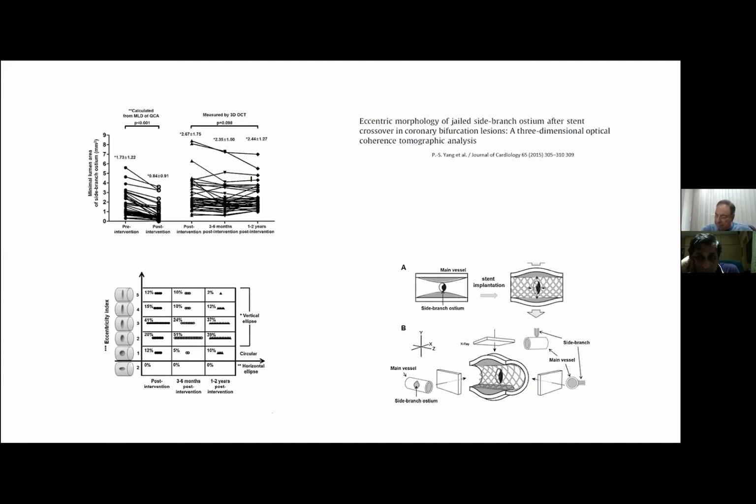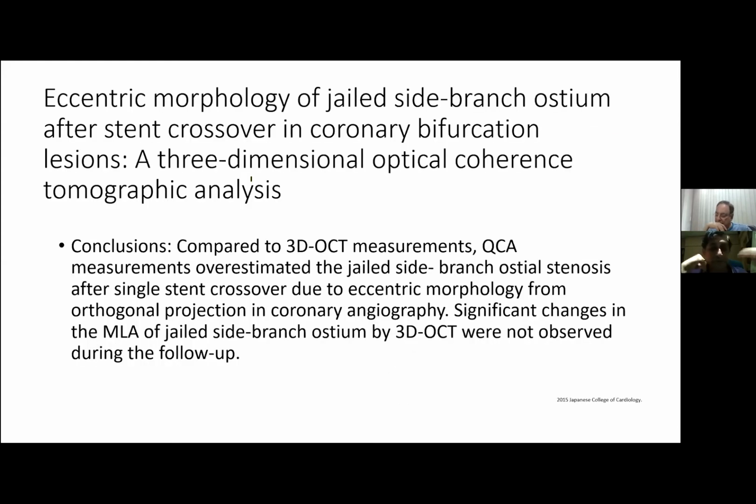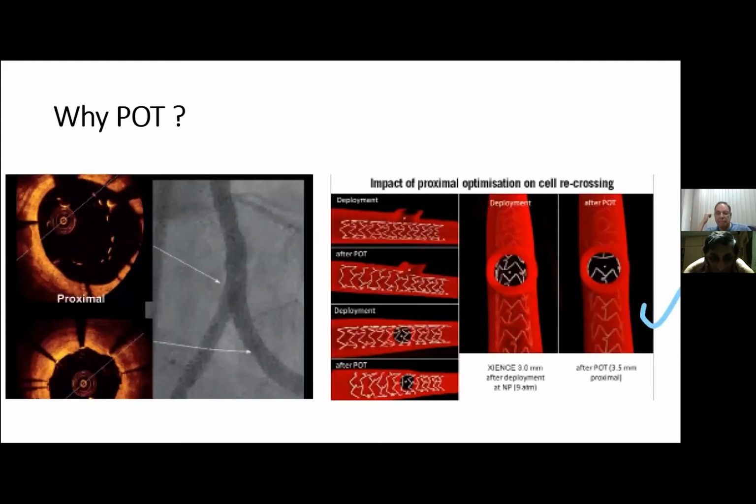So use of FFR or OCT on the side branch when you get that illusion is very important because the operator is tempted to put the second stent. So the conclusion from this study was that 3D OCT measurements showed QCA by angiography always overestimated the jailed side branch ostial stenosis, leading to an illusion. So we always thought, why POT?